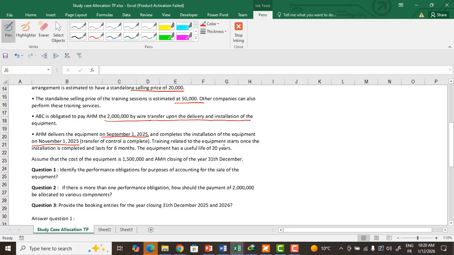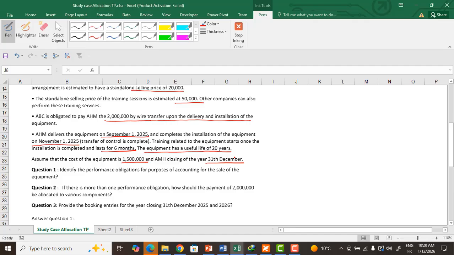Training related to the equipment starts once the installation is completed and lasts 6 months. The equipment has a useful life of 20 years. Assume that the cost of the equipment is $1,500,000 and AHM's year end closing is 31 December.